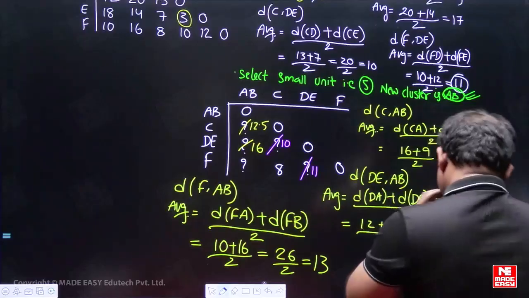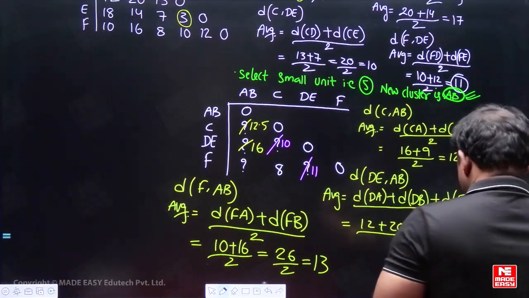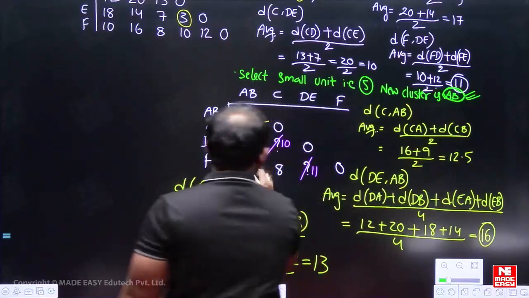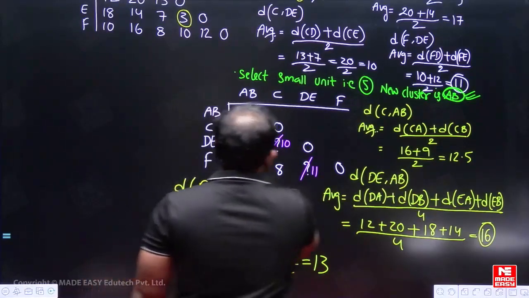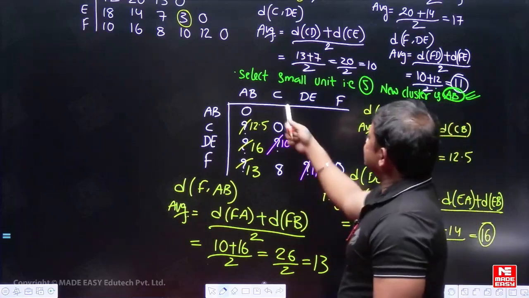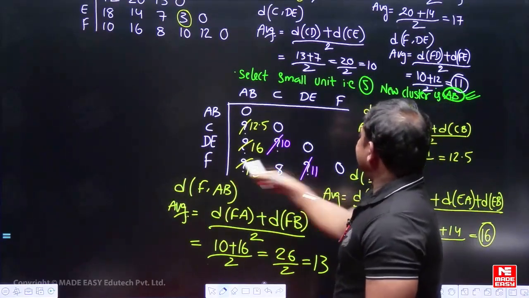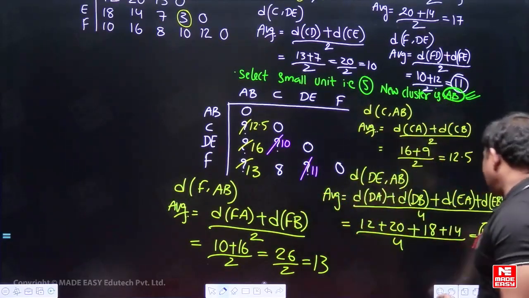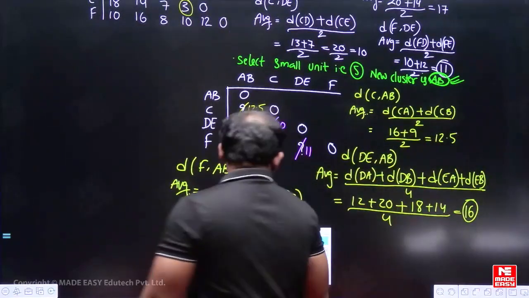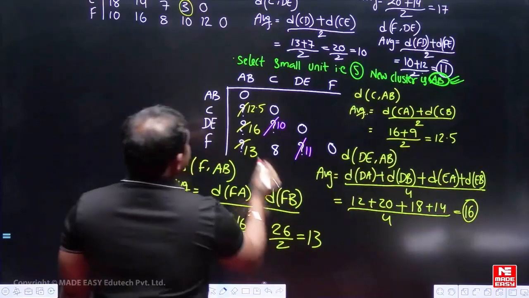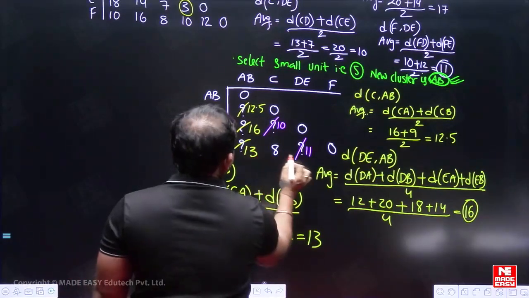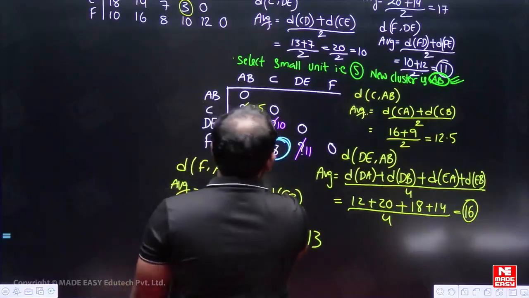26 divided by 2 is 13. Right? So now this is replaced with 13. Here these values are not changed because they are the same. CDE is already calculated, FDE is already calculated. Then what we need to do? We need to take the smallest value. What is the smallest value here? 12.5, 16, 10, 13, 8, 11. So 8 is the smallest value.